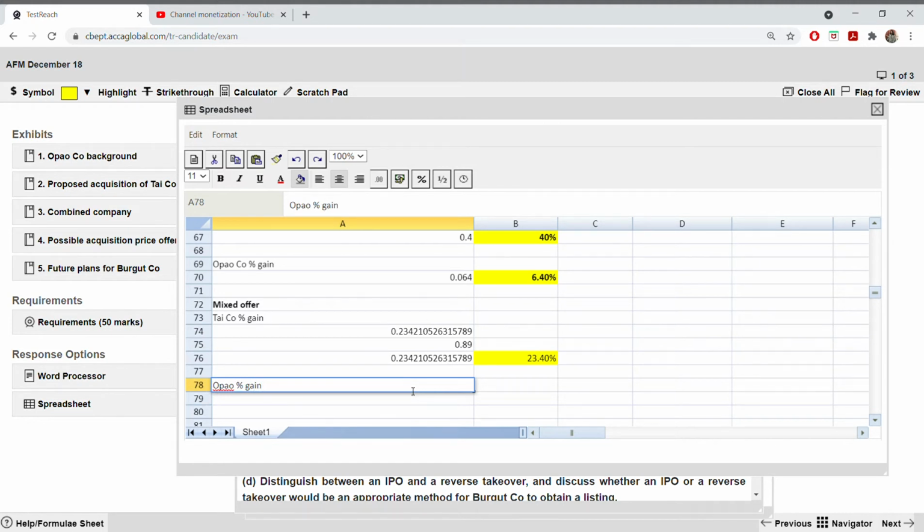Then we can complete the report by writing a conclusion and the reaction. So where is it? Here, what are we going to do? Just think, what did we do for cash and share?